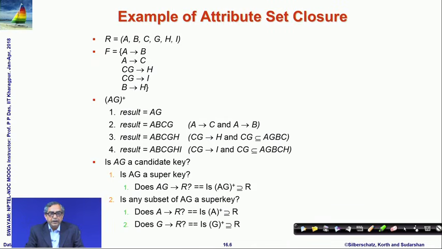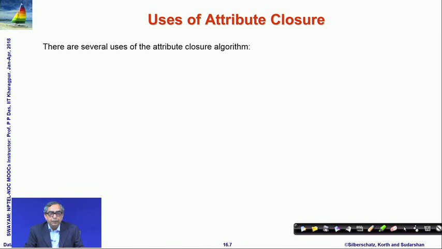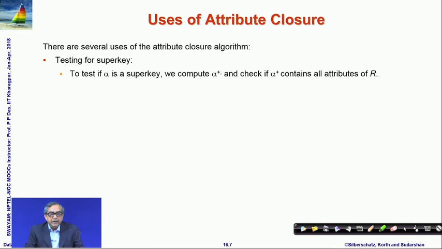For example, if our question is whether A g can be a candidate key, we would first like to check whether it is a super key, that is whether its closure has all the attributes of R. And we would like to check if we take a subset of A g, just attribute A or attribute G, whether the closure of that will actually work as a key or not. So, this algorithm of attribute closure turns out to be a very powerful one, where as we have just seen, it can be used for checking super keys, candidate keys, primary, non-primary attributes and so on.